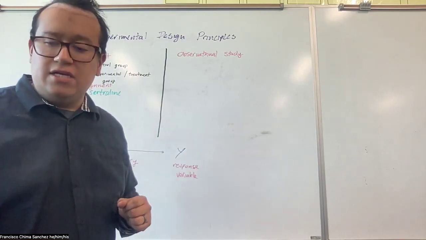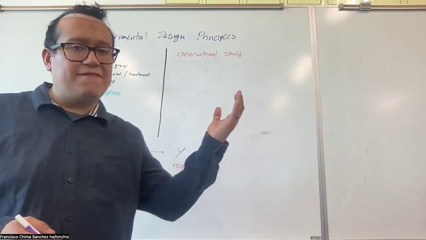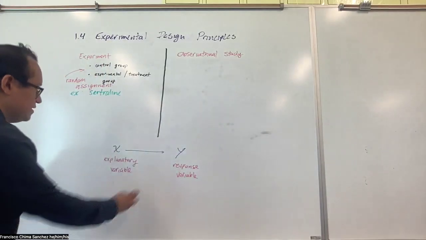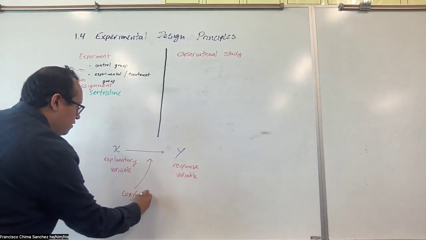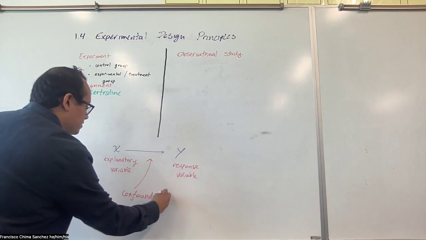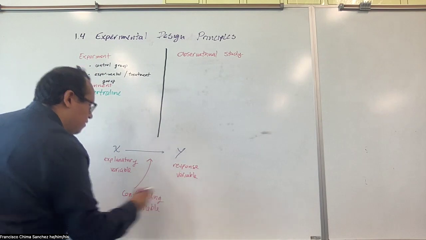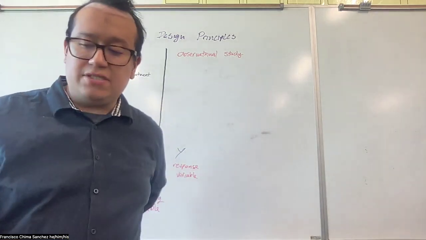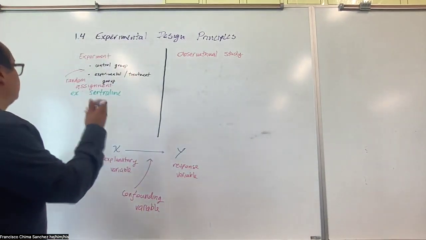It goes on, right? So when we do that, when we try to block an effect from what we call a confounding variable, because that happens sometimes. Sometimes we can have a confounding variable that can influence the effect on the response variable without us noticing. And so for that purpose, we may use something called a randomized block design.